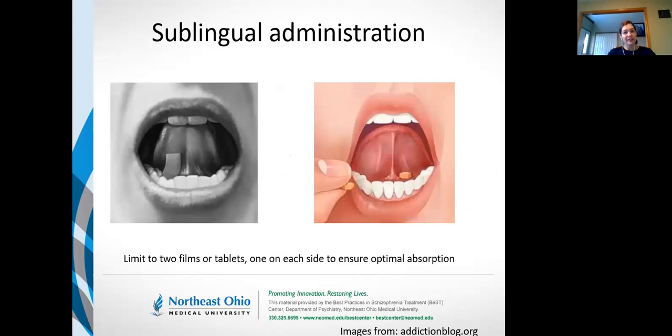For the sublingual administration, so this is the one that's under the tongue, it is recommended that if they need multiple films or multiple tablets, no more than 2 are placed. So one on either side of the tongue, as you can see here. There's not that much room, and as it dissolves, if there are too many of them there, it's more likely that the patient will swallow some of the dissolved preparation, so they're not actually going to get the full dose.